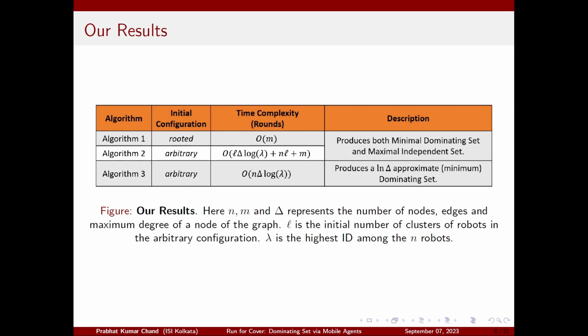Our second algorithm, where the robots begin at an arbitrary configuration, also produces both a minimal dominating set and a maximal independent set in order of L delta log lambda plus N L plus M rounds, where L is the number of initial clusters of the robots in the arbitrary configuration, lambda is the ID of the highest ID robot, N is the number of robots as well as the number of nodes in the graph, and M is the number of edges. The final algorithm, which produces an ln delta approximate minimum dominating set, takes N delta log lambda rounds, and the robots begin at an arbitrary configuration as well.